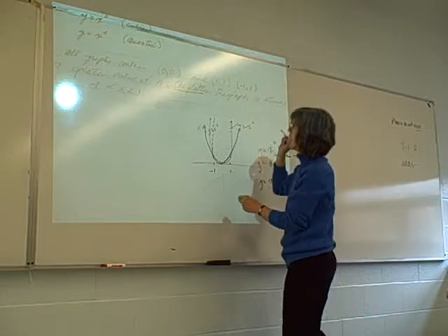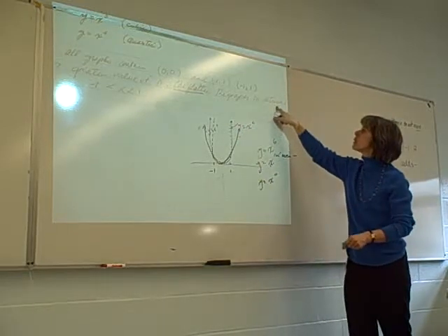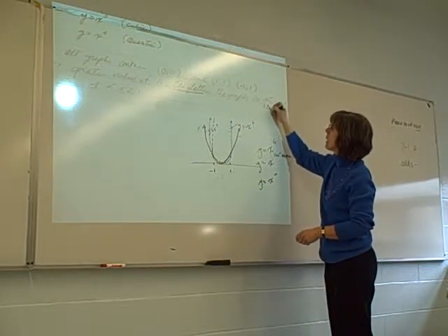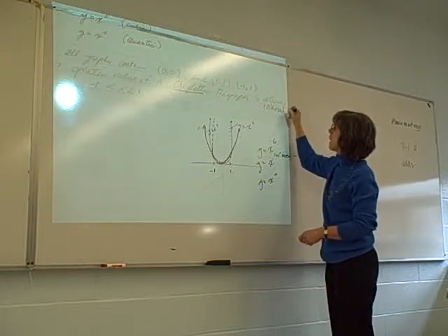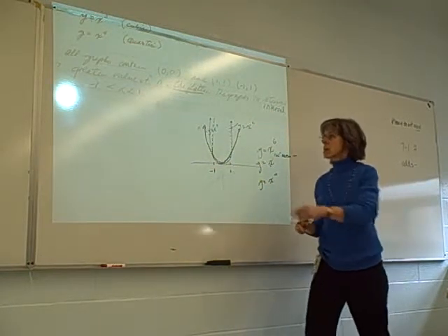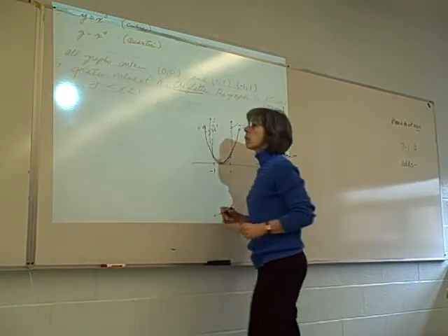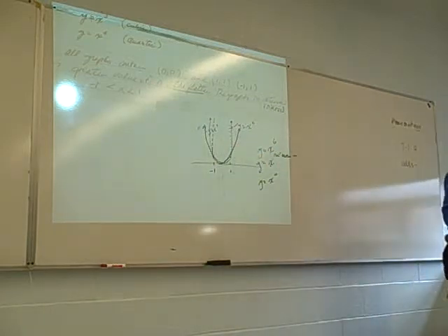The last word is interval, I-N-T-E-R-V-A-L. The graph is flatter in the interval where x is greater than -1 and x is less than 1. That's all you need to know.